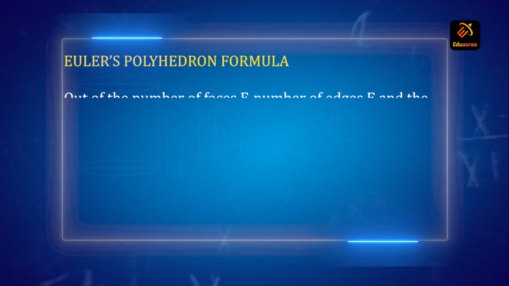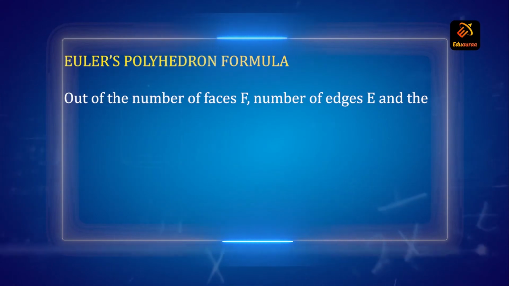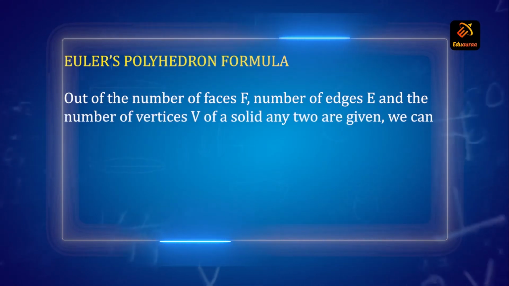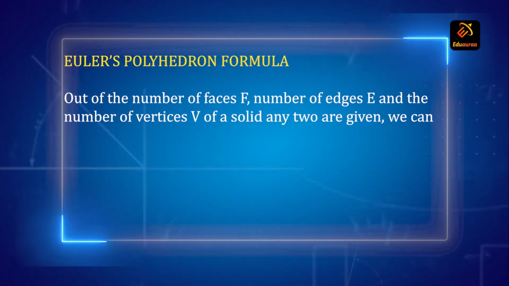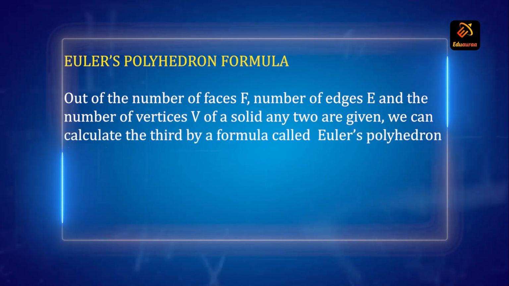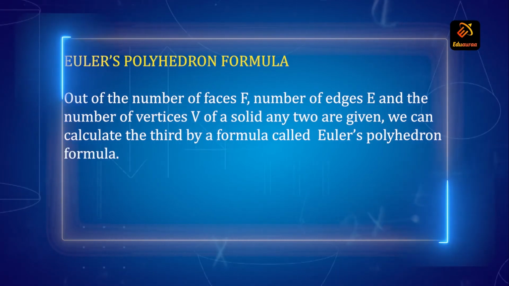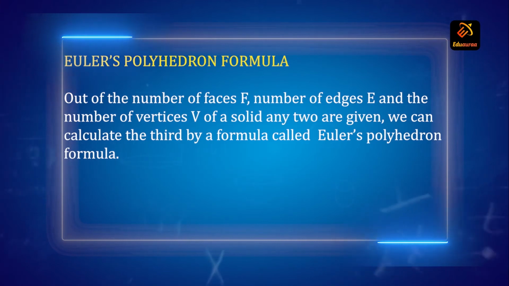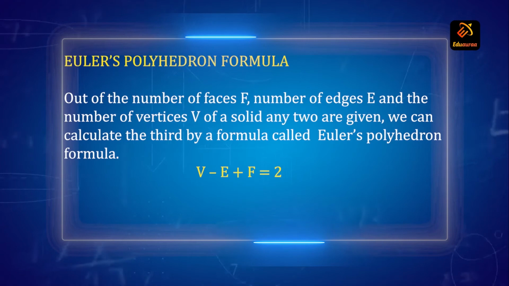Next, we will discuss Euler's polyhedron formula. Out of the number of faces f, number of edges e and number of vertices v of a solid, if any two are given, we can calculate the third by a formula known as Euler's polyhedron formula. The formula is given by v minus e plus f is equal to 2.